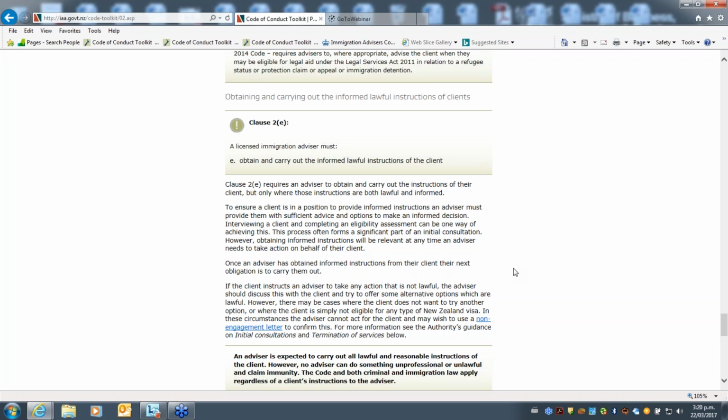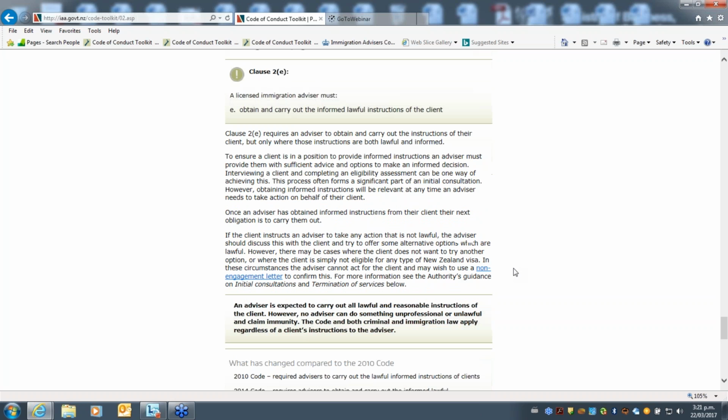It's very important that you as the licensed advisor obtain the instructions of your client. So you are required to do that, and you should be keeping a record of that. The instructions have to be lawful, so if the client is instructing you to do something that is not lawful, then you obviously are not in a position to take on those instructions.